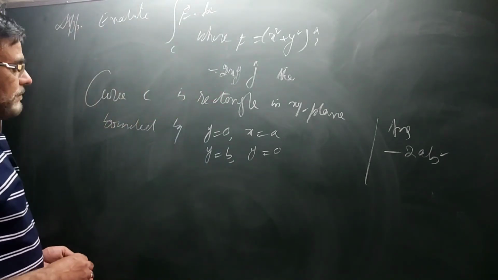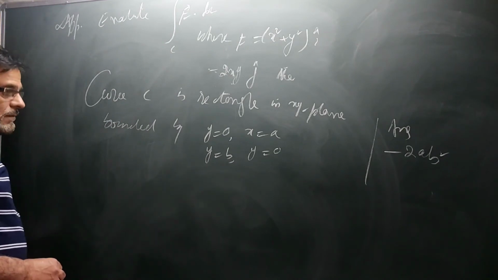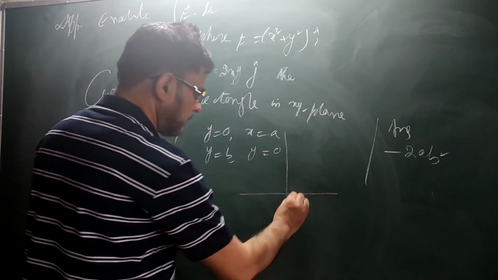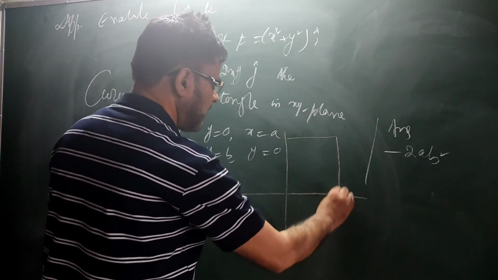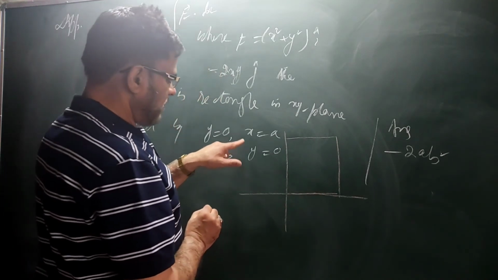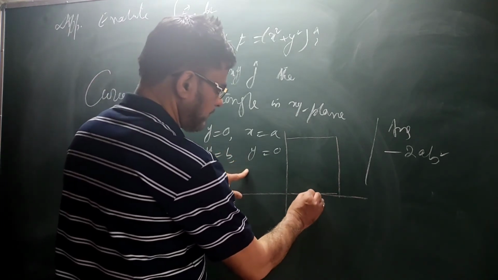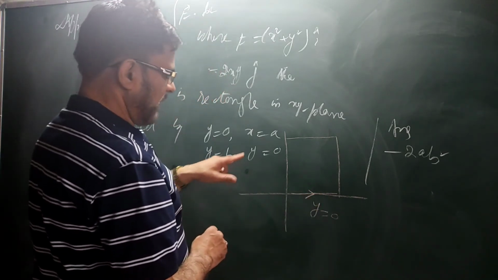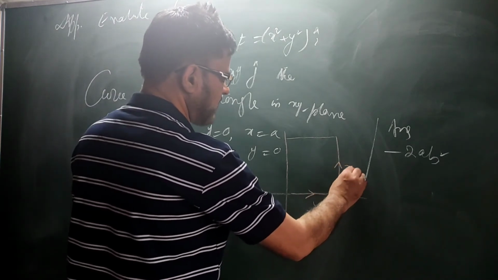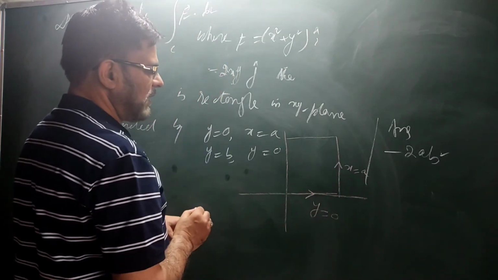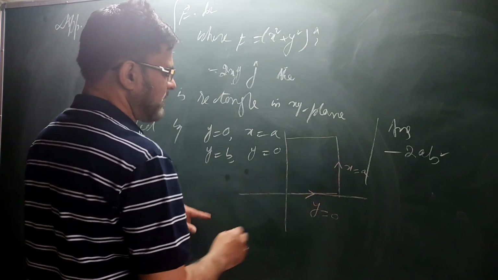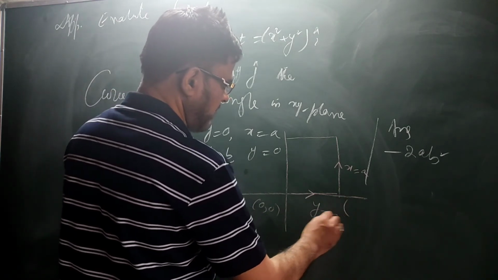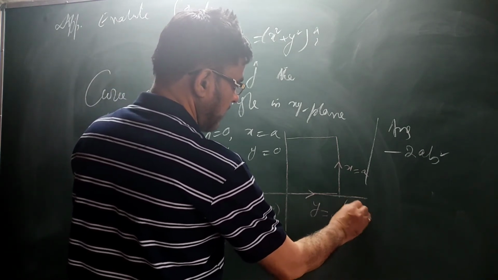This is the problem. You see, when you have the position of this rectangle, it is in the xy plane. This is your rectangle. This is the equation y = 0. Then you have x = a, the equation x is equal to a, parallel to the y-axis. So naturally this is the point 0, 0, and this will be your a, 0.